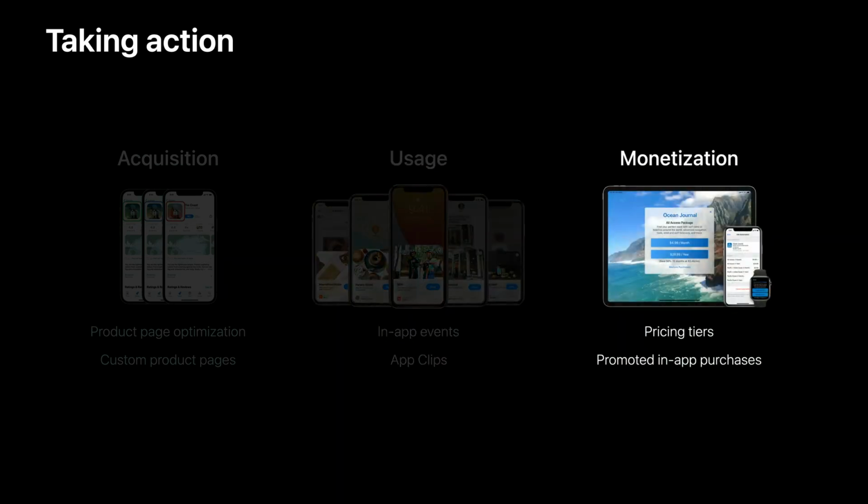And finally, to improve your monetization, you can try out different pricing tiers so that users can customize their experiences based on their preference and the amount they want to pay. Or you can create a promoted in-app purchase which lets users browse the items for sale directly on the App Store, even before they download your app.